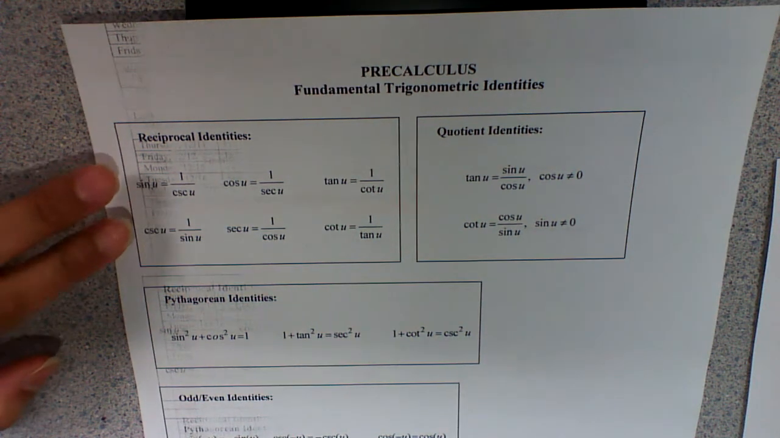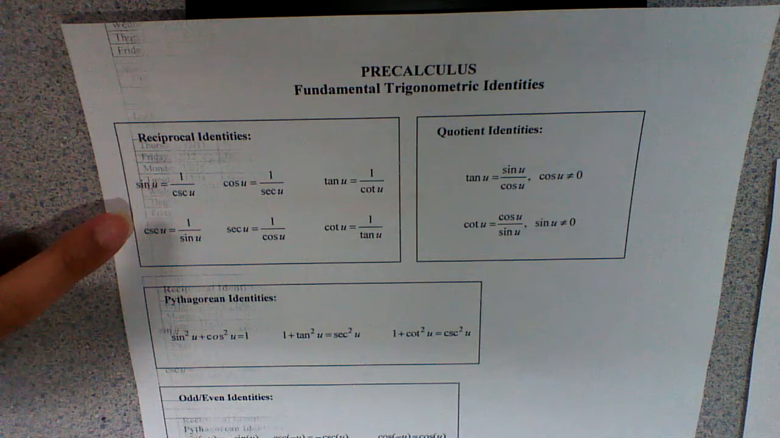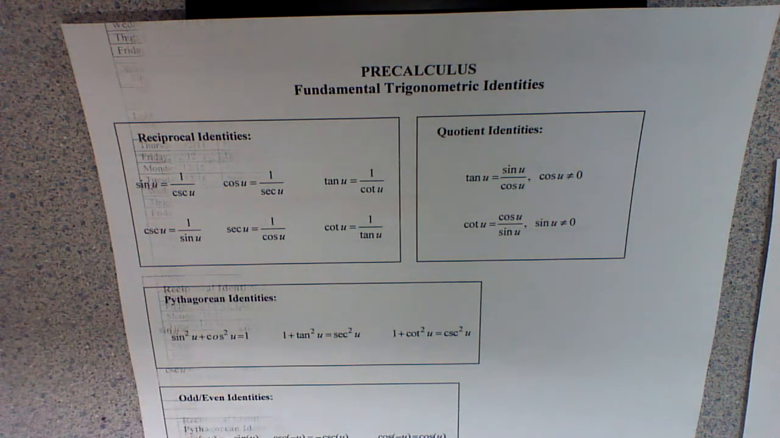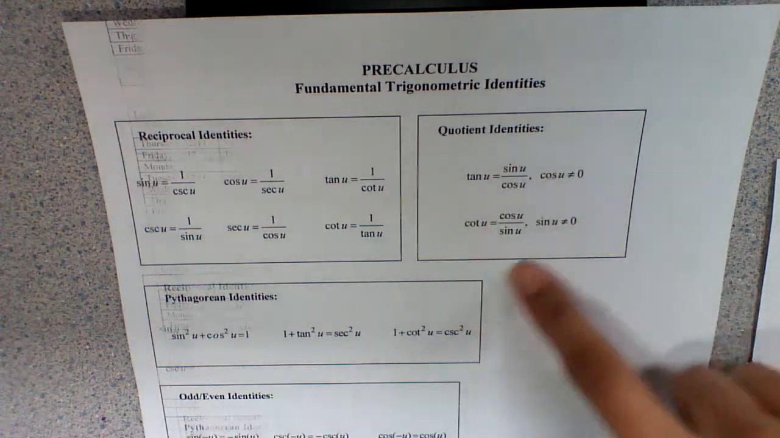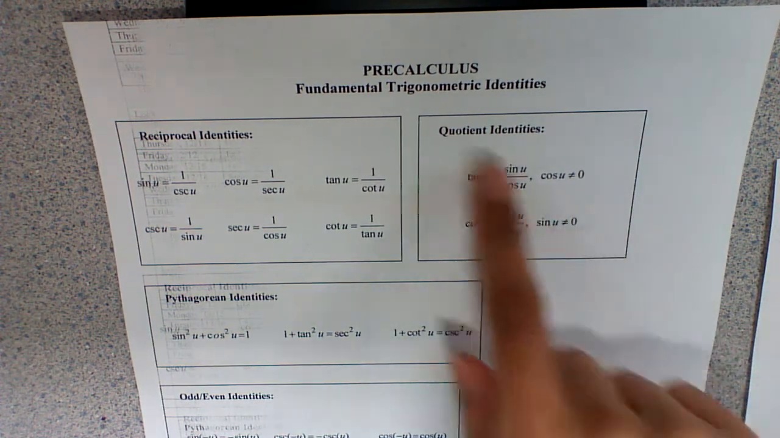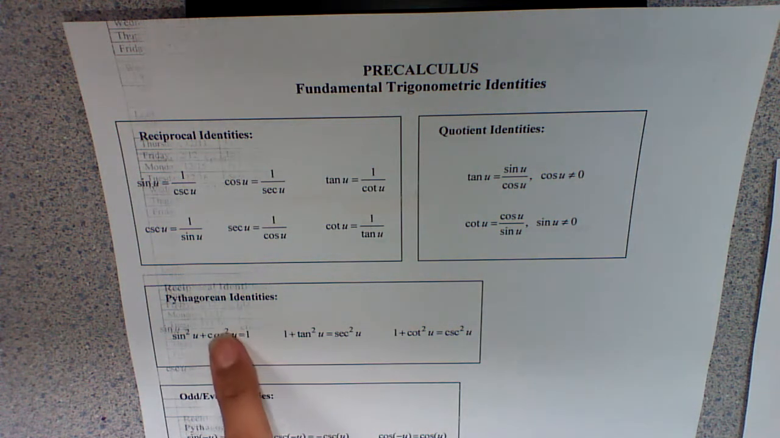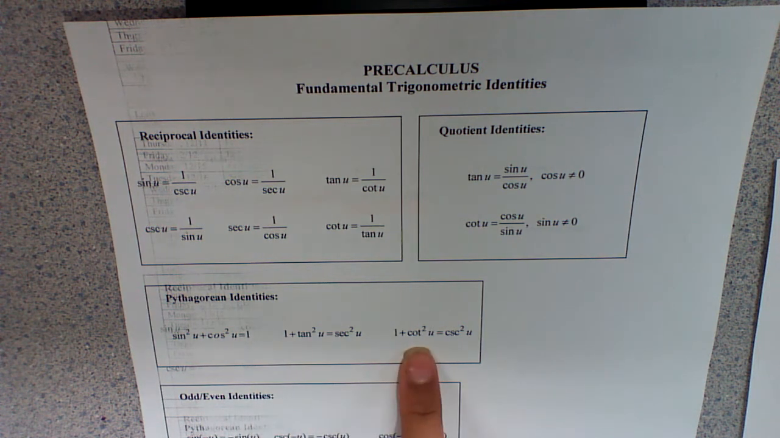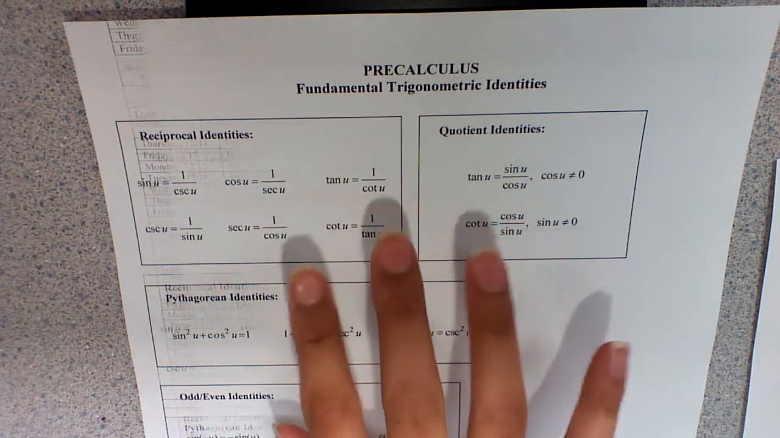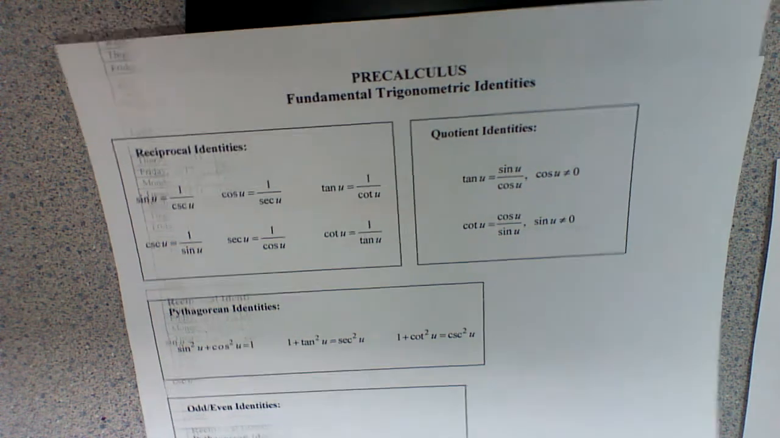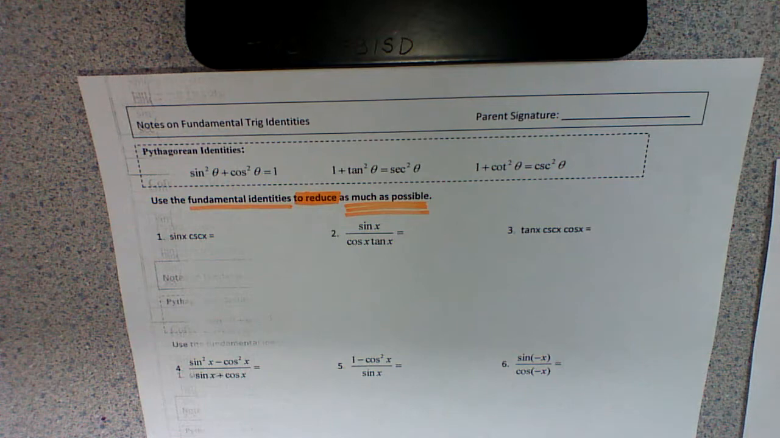But just to remind you, remember we talked about reciprocal identities. You know all of these. Cosecant is the reciprocal of sine and etc. And you also know quotient identities. Tangent is sine over cos, cotangent is cos over sine. Keeping those in mind, we're also introducing a new set of identities for you, which in this video we're going to talk about: our Pythagorean identities. We're basically putting some of these together and giving you more identities based on that. So let's go ahead and start off.